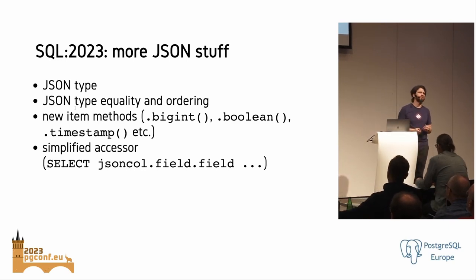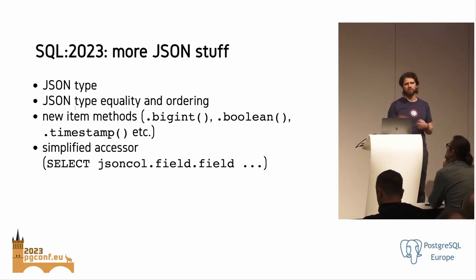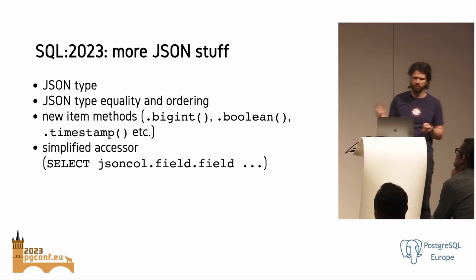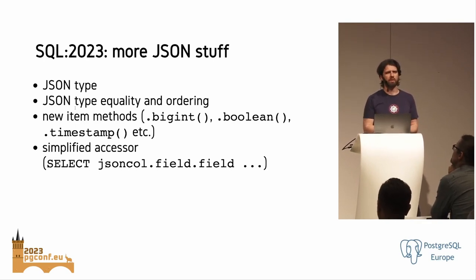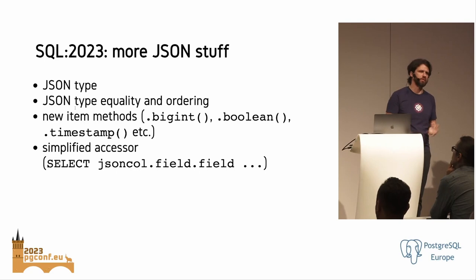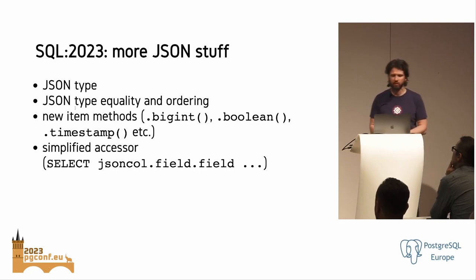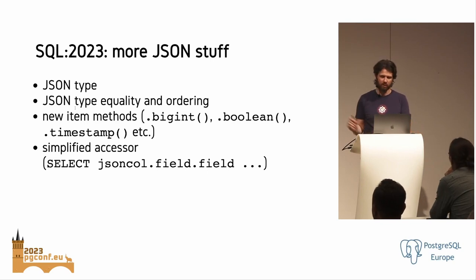SQL 2016 had JSON functionality. Some of the stuff that's in Postgres, like JSON object, JSON array, those kinds of clauses were in SQL 2016, but there was no JSON type. The reason for that was basically they ran out of time back then. That was before my time, but this is what has been told to me after. So they ran out of time, so you do what you do sometimes in software engineering. You ship what you have, and then you do the next thing later, right? So there's a JSON type now in SQL.